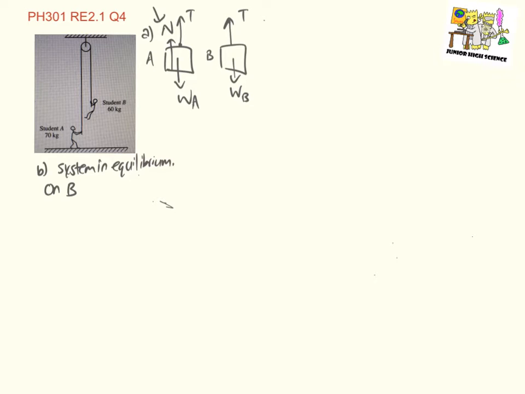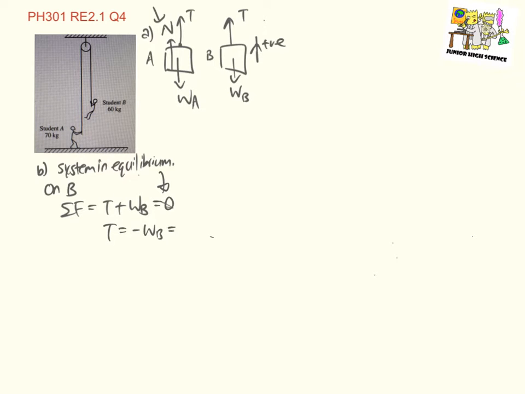Alright, so on student B, when we want to find the net force on student B, looking at the free body diagram, we see that the net force is simply tension plus weight. Let's define outwards as positive. The net force on system B must be 0 because the object is in equilibrium, so there's no net force, and therefore tension force is simply equal to negative weight.